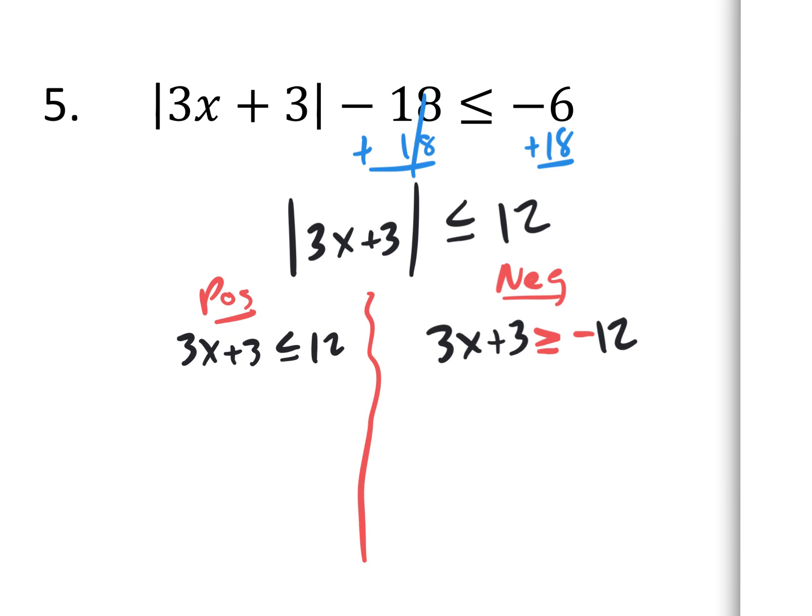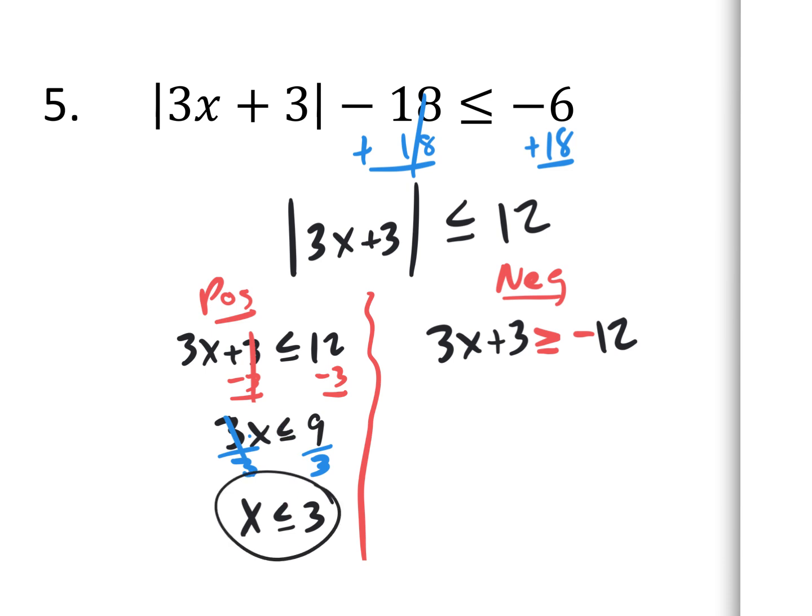And now we're going to solve both. So on the positive situation, I subtract 3. We're going to have 3x is less than or equal to 9, which is really saying 3 times x is less than or equal to 9. So you're going to divide by 3, and you're going to end up with x is less than or equal to 3. By the way, if I were dividing by a negative, I'd have to flip that inequality symbol, but I didn't. So this is a possible answer, okay?